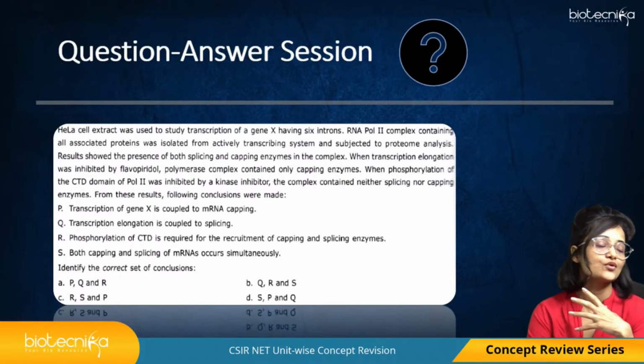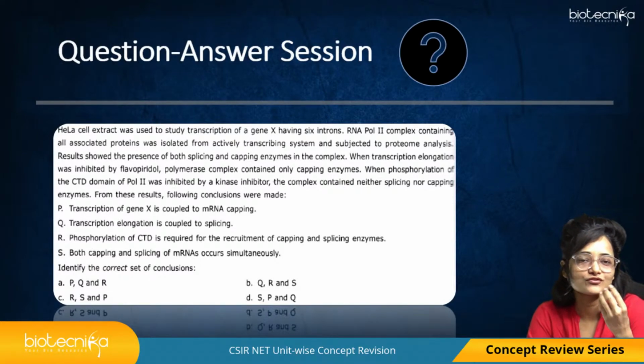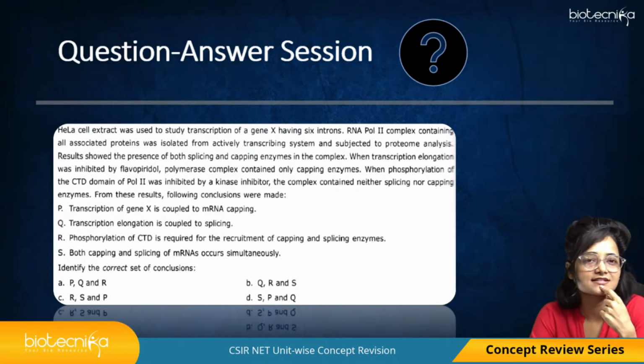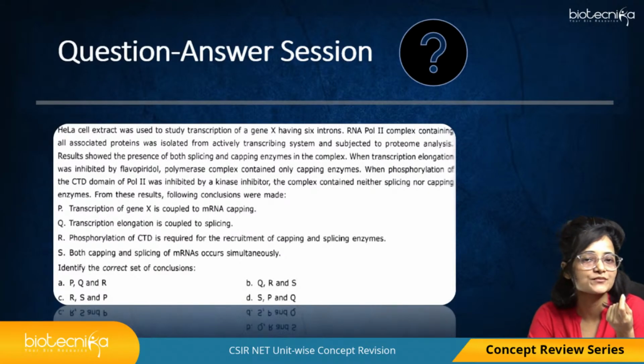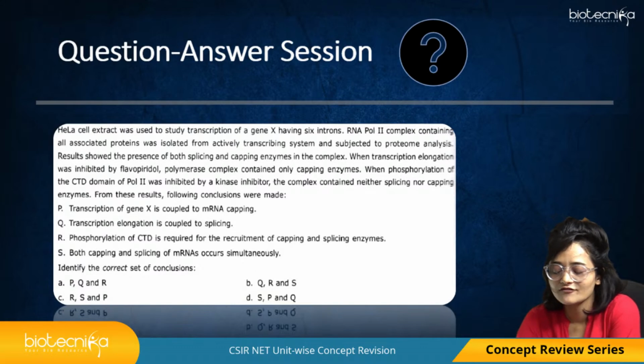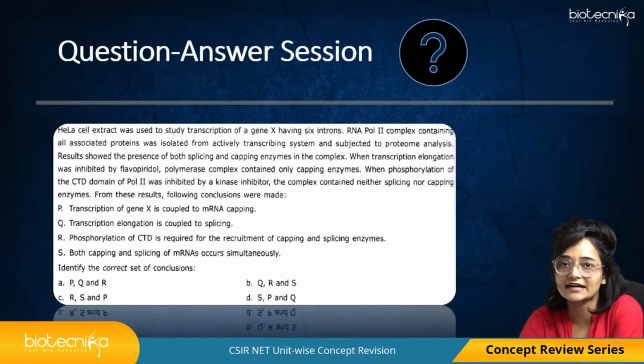Okay. So most of the people are giving the wrong answer for this, but whosoever says the answer is A, they are right. Now let me explain how option A is the correct one, right? Firstly, it says that the RNA polymerase II complex containing all associated proteins was isolated from an actively transcribing system, and subjected to proteome analysis, right?